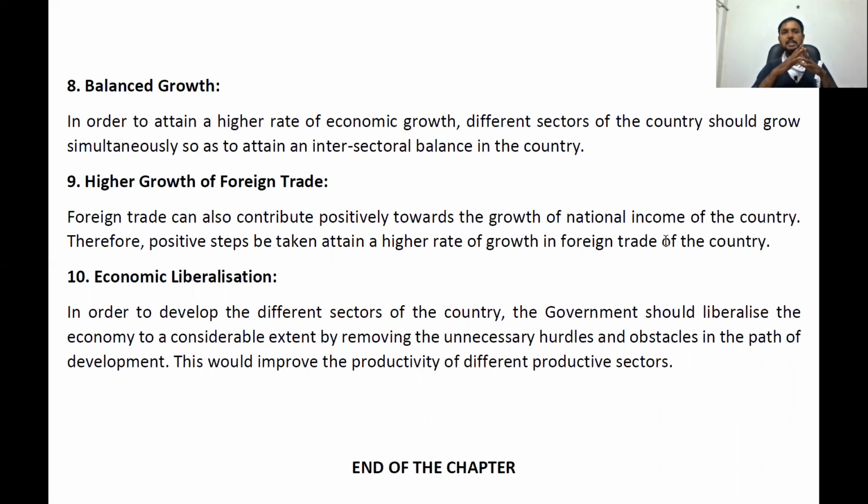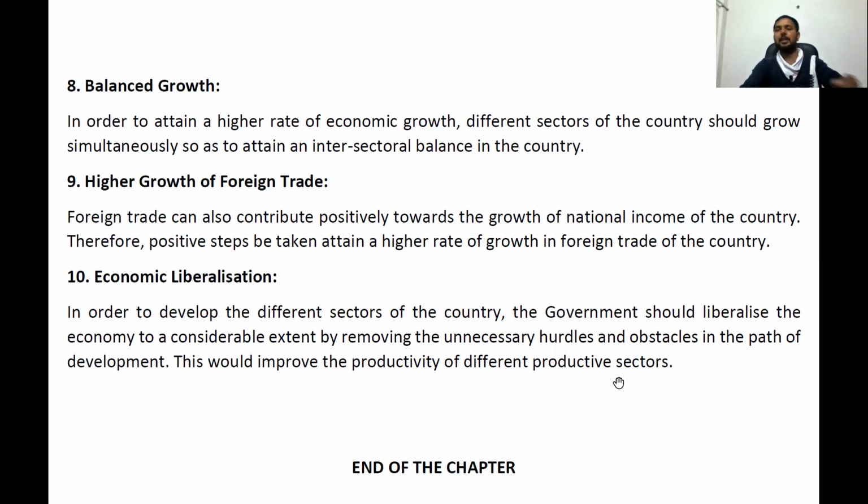And the last point is economic liberalization. So guys, what does it say? In order to develop the different sectors of the country, the government should liberalize the economy to a considerable extent by removing unnecessary hurdles and obstacles in the path of development. This would improve the productivity of different productive sectors.